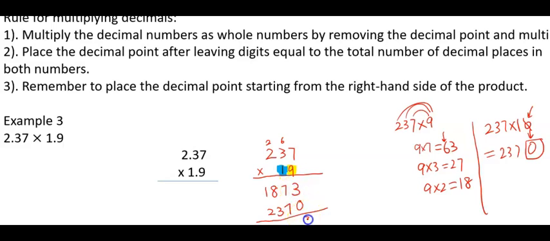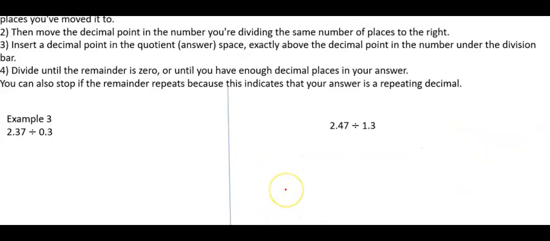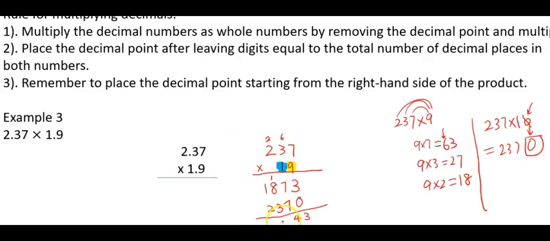So 3 plus 0 is 3. 7 plus 7 is 14. I'm going to put a little 1 up there. And 8 plus 1 is 9. 9 plus 3 is 12. And put a little 1 up there. And then 1 plus 2 gives us 3, plus 1, that gives us a 4. Okay, so we got the answer for 237 times 19.